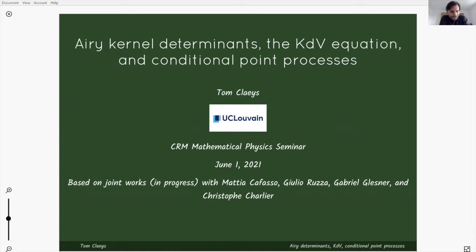So Tom Claeys is here with us from overseas. He's from Louvain, and he's going to talk about, well, you can see the title, Airy kernel determinants, the KdV equation and conditional point processes. So please, I'll give you the floor.